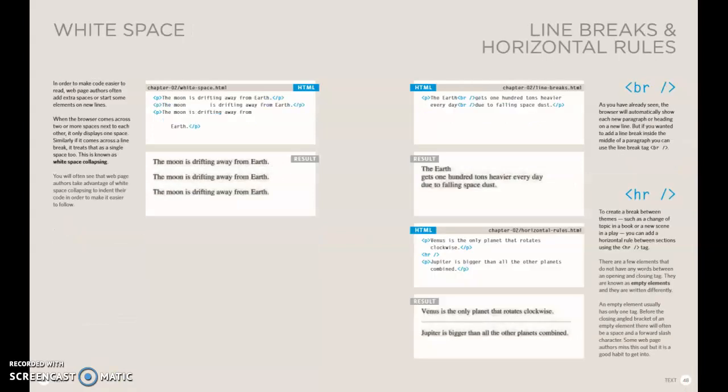In order to make code easier to read, web page authors will often add extra spaces or start some elements on new lines. When the browser comes across 2 or more spaces next to each other, it only displays one space. Similarly, if it comes across a line break, it treats it as a single space too. This is known as white space collapsing. You will often see that web page authors take advantage of white space collapsing to indent their code in order to make it easier to follow.